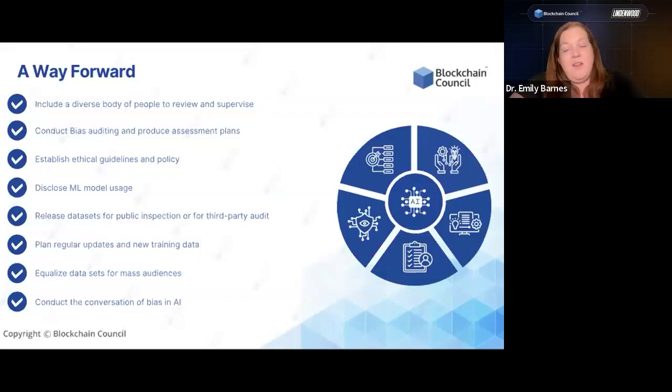Second would be, conduct bias auditing and produce assessment plans. Right now, again, we talked about it's not really regulated. It's still kind of a free-for-all. So how can companies implement policies and practices that will help mitigate bias for their product, for their employees, for the families that are consumers of their good or service? And, again, I think with auditing procedures and assessment plans, you can evaluate AI for unfairness, for bias, for unequal representation overall.